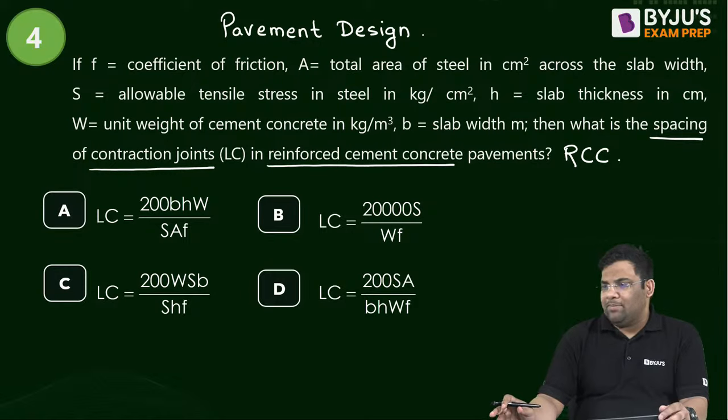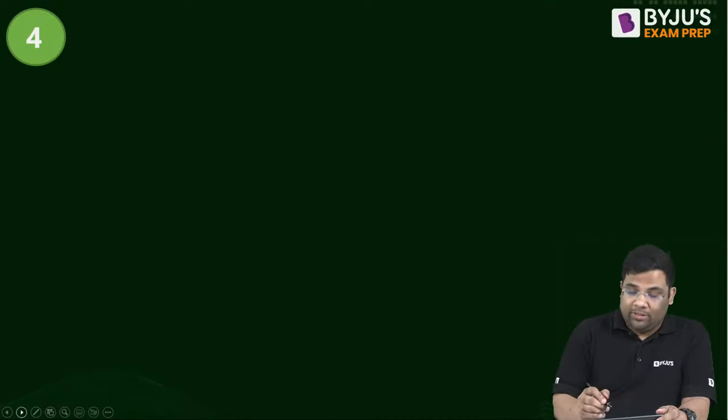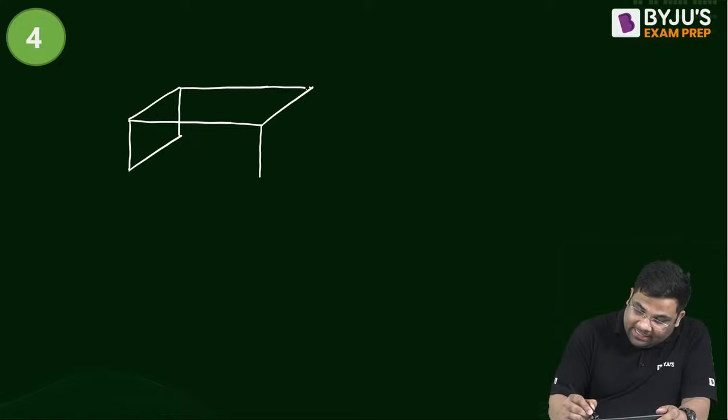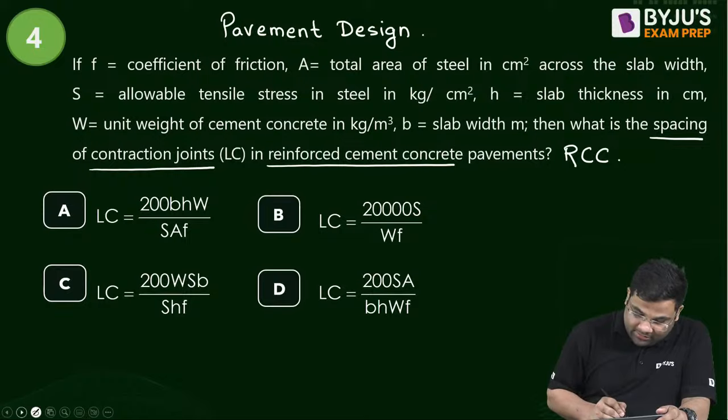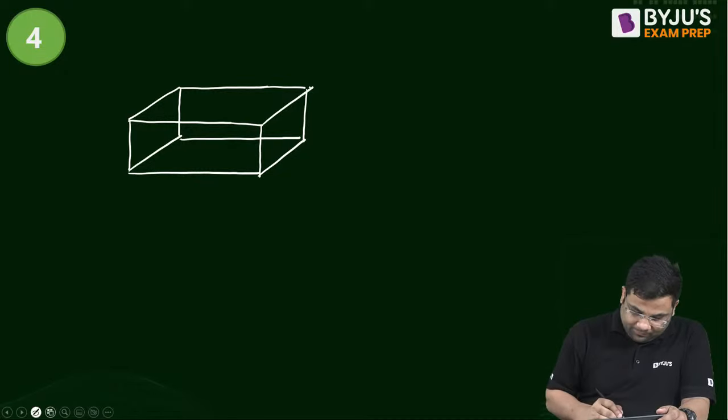Okay, I'll just give some more time. Otherwise, I'll solve this. Nobody is able to guess. I'll just give you some background theory. Remember that if you are unable to remember the formula, you can directly derive it. It happens that we are not able to remember. So it's not expansion, it's contraction joint, sorry. You can directly derive this. It will take very less time.